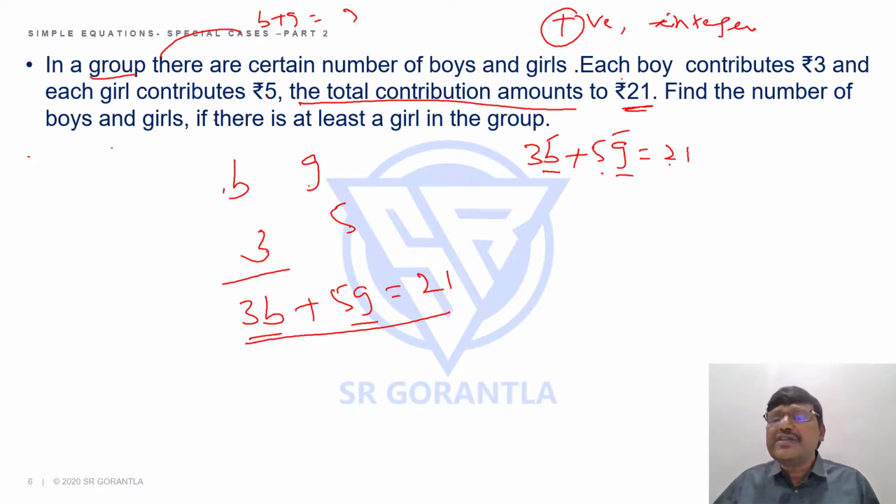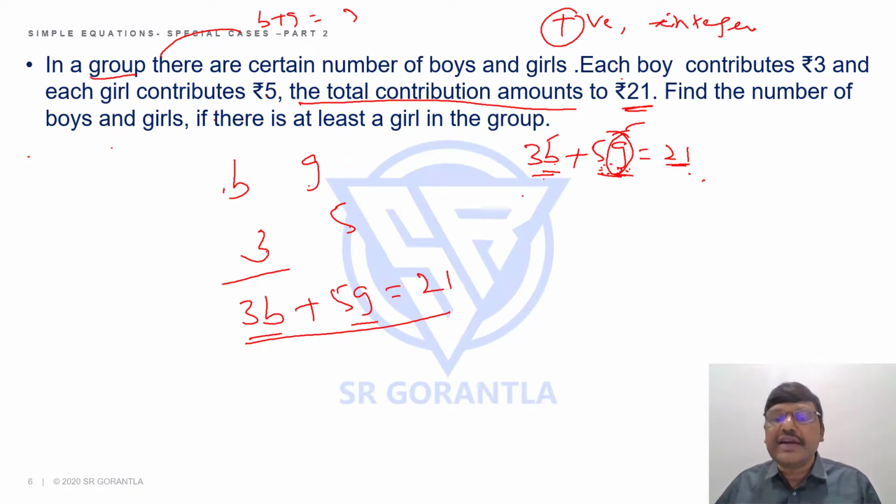If 3b plus 5g is 21, what is the maximum value of g? Maximum can be 4, because if it is 5, 5 fives are 25. If this itself is 25, this will become negative, but number of boys can't be negative, right? So students, maximum it can be 4, but can I take 4? If I take 4, 5 fours are 20, what happens? 21 minus 20, if 3b is 1, b is 1 by 3.